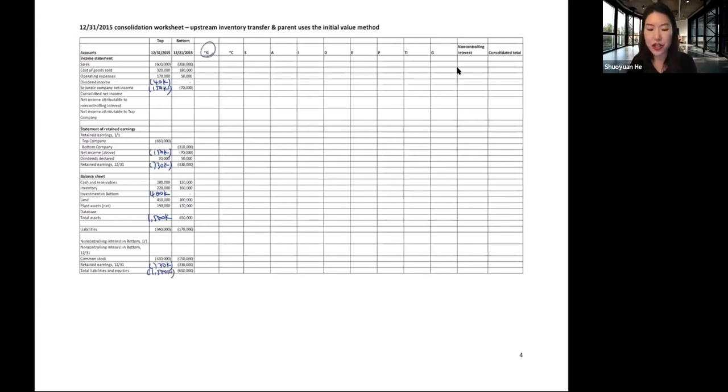Consolidation entry star G. So now because it is upstream inventory transfer, so we need to take out retained earning from the subsidiary's beginning retained earning. So we debit subsidiary's beginning retained earning for 4,000, credit cost of goods sold for 4,000. And star C entry, so the purpose again is to convert 650,000 to what it should be if the parent has been using the equity method.